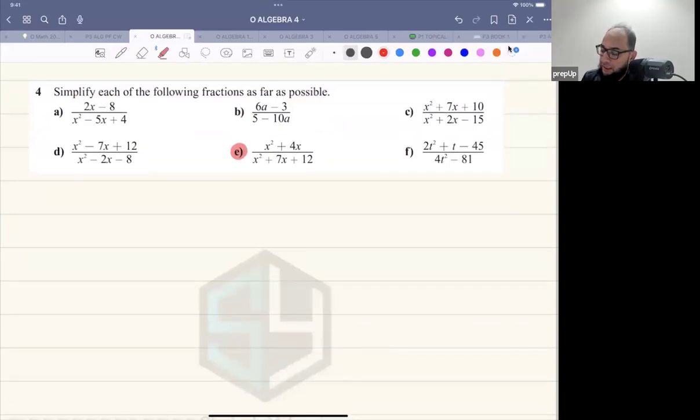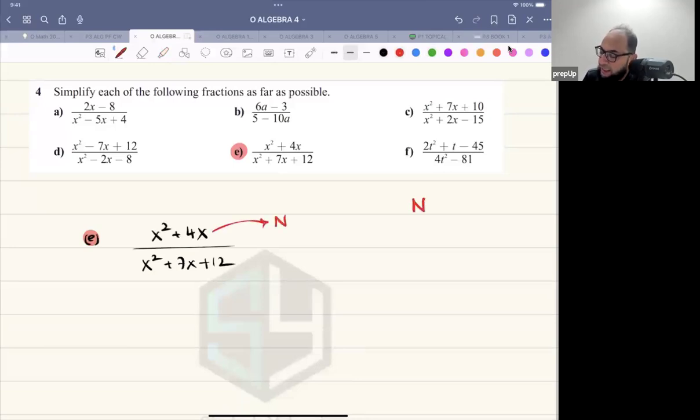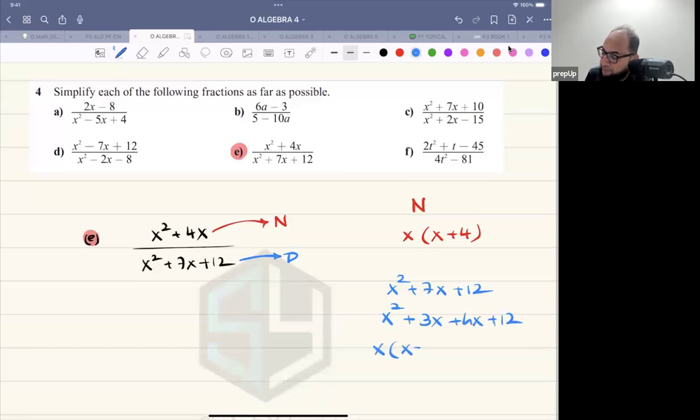So now let's look at part E. This is x square plus 4x over x square plus 7x plus 12. The numerator is simply taking common x, giving x(x plus 4). Denominator, it's middle term factorization, x square plus 7x plus 12: x square plus 3x plus 4x plus 12, x bracket x plus 3, plus 4 bracket x plus 3.